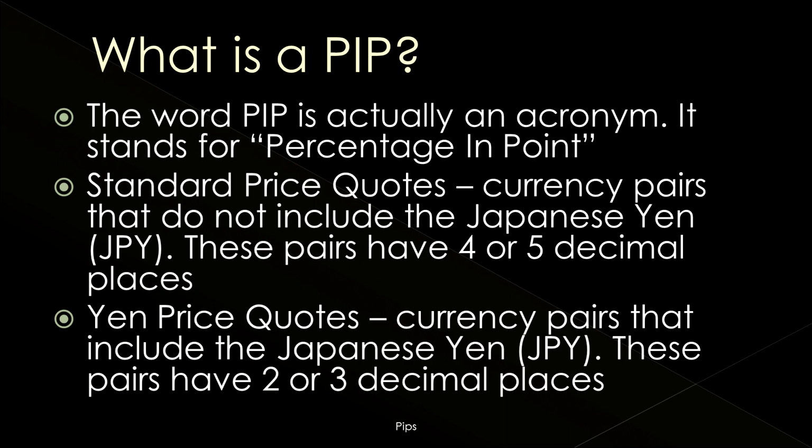Standard price quotes are currency pairs that do not include the Japanese yen, or JPY. These pairs have 4 or 5 decimal places, which I'll get into just now. Yen price quotes are currency pairs that include the Japanese yen, or JPY. These pairs have 2 or 3 decimal places, and I'll cover that also shortly.